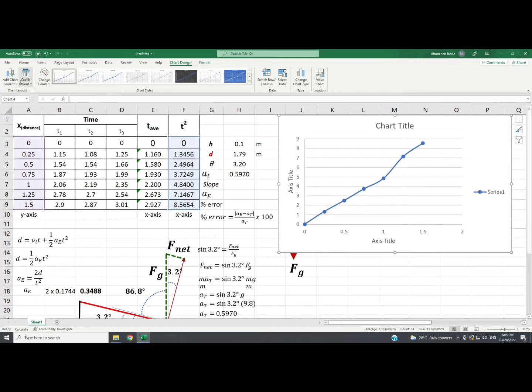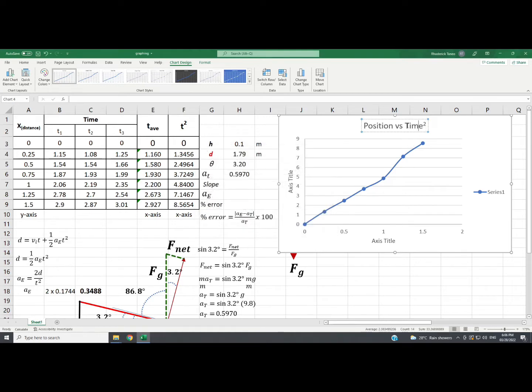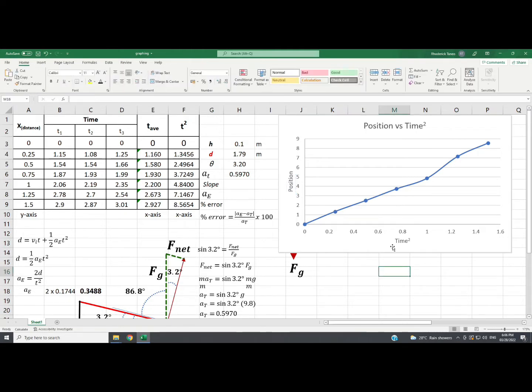If you cannot find it, you can just find layout, and then after that you can now change this chart title into position versus time squared. So for the square, we'll just change the font into superscript. So that's it, and then copy this one, and then you just write it here, paste, and then we just delete this one to have a wider graph, and then change this one to distance and position. Position. So that is now our position versus time squared graph.